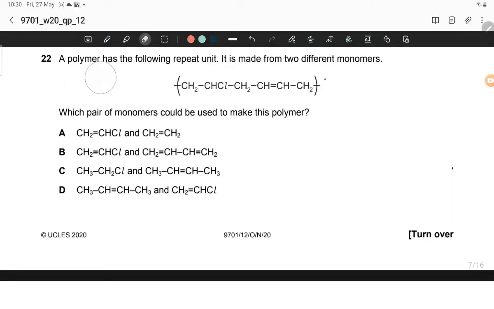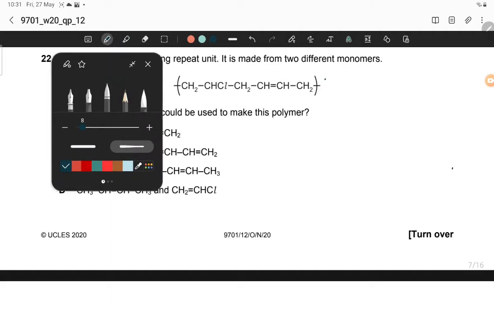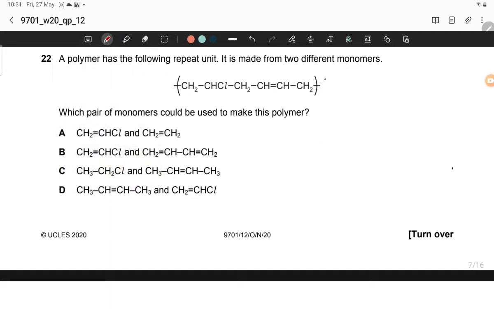Question number 22. A polymer has the following repeat unit. It is made from two different monomers. Which pair of monomers could be used to make this polymer? I think so. One is this polymer. This is one type of polymer. This is one polymer.